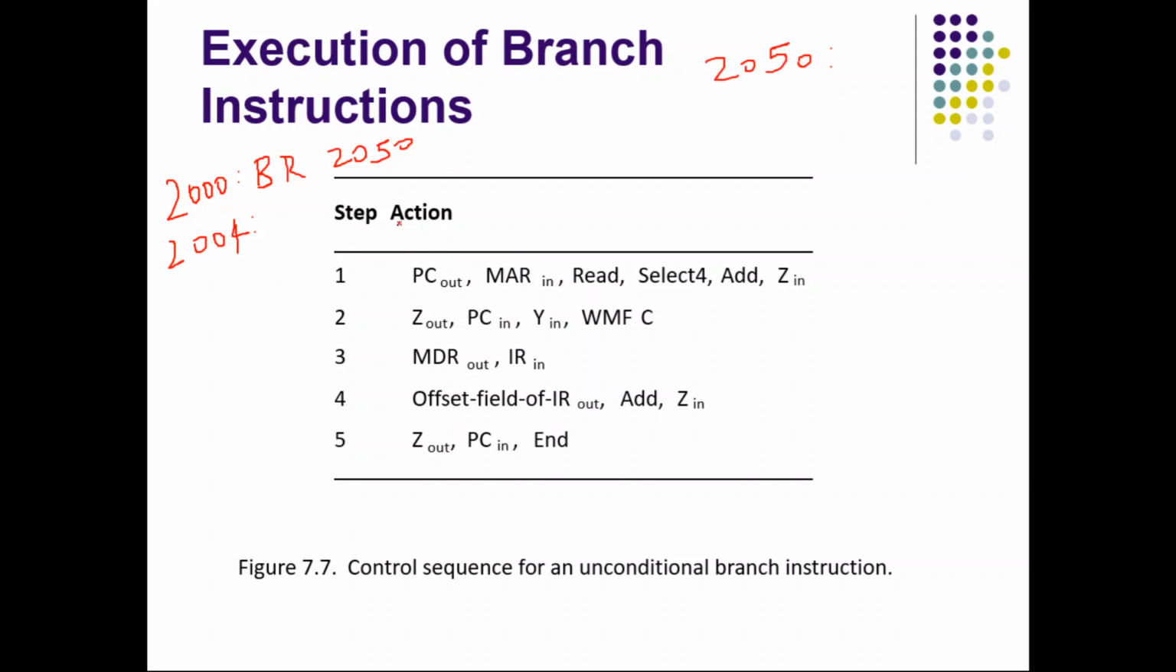Currently, say the instruction which occurs before 2000 is at address 1996. Let us assume that instruction has just completed execution. So now PC will be holding 2000. The program counter is holding 2000, the address of the next instruction. So what we say: PC out and MAR in, and, as usual, read.